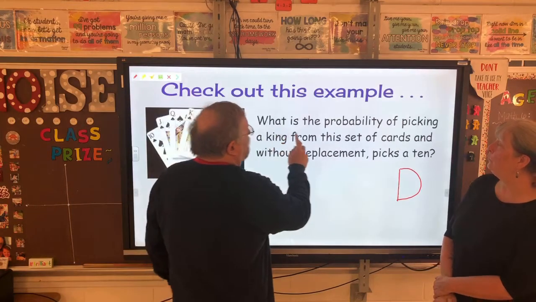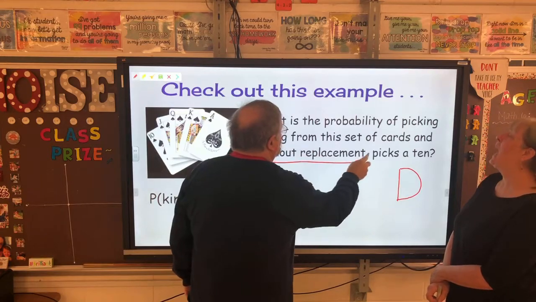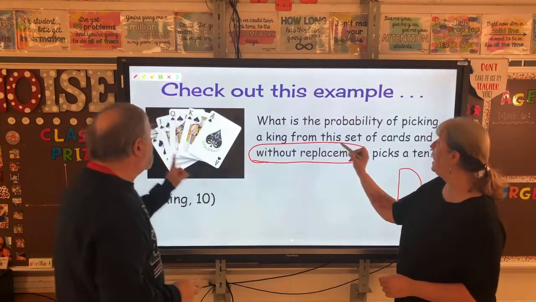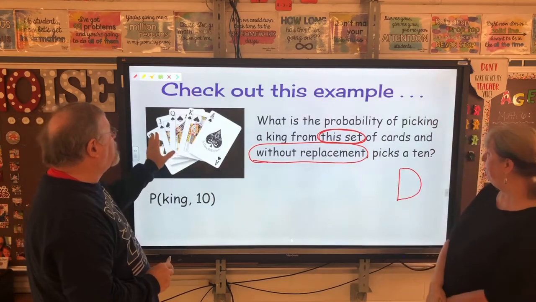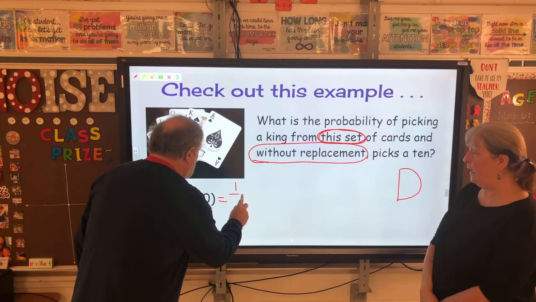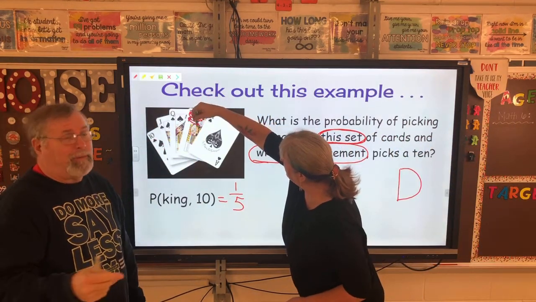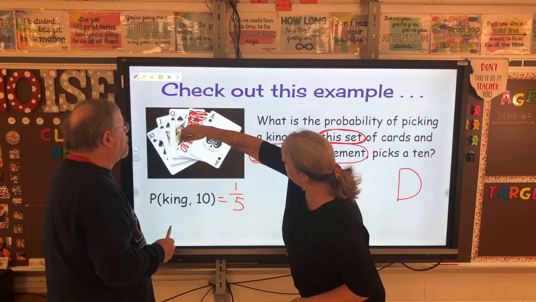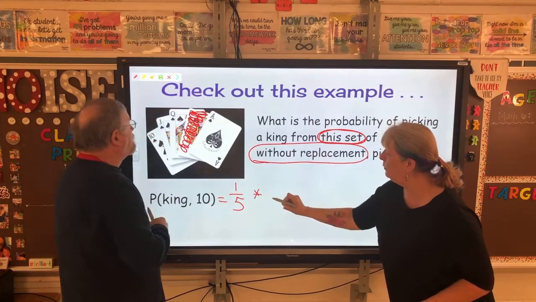Because it says, what's the probability of picking a king from the set of cards and without replacement? Which means, how many cards did I start with? I started with 5. This set has 5. Okay, and what's the chance of getting that king? It would be 1 out of 5. But now that king is gone, because I didn't put it back. So I'm going to erase it. There you go.